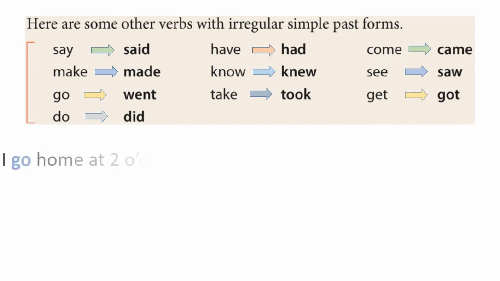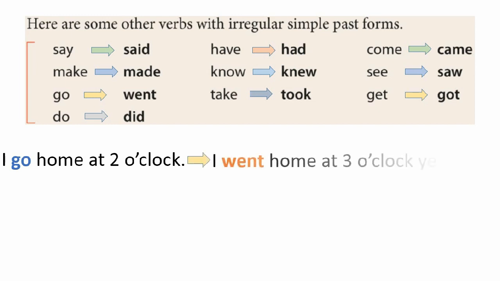For example, I go home at 2 o'clock. This go is an irregular verb, so we cannot add ed to it. So we say, I went home at 3 o'clock yesterday. I went home at 3 o'clock yesterday.